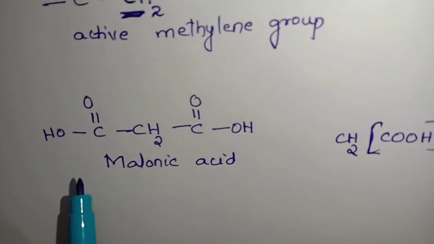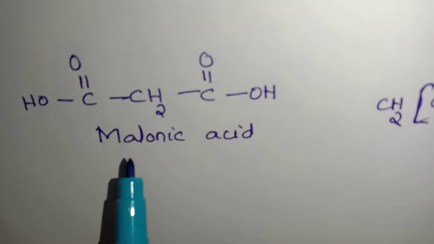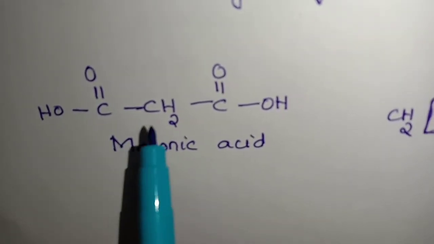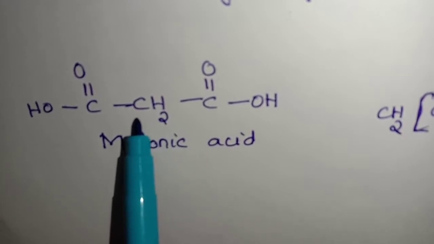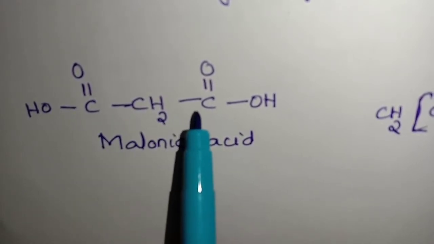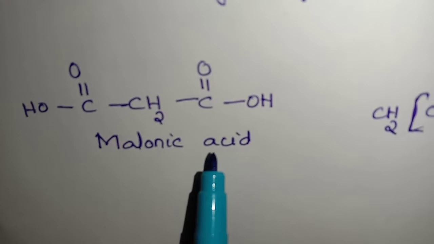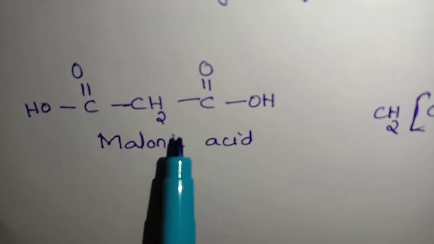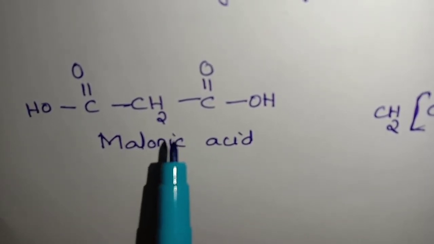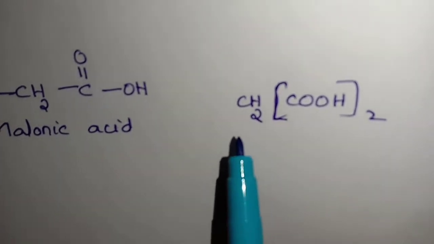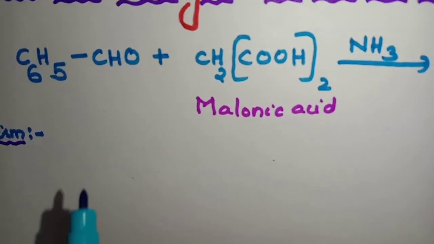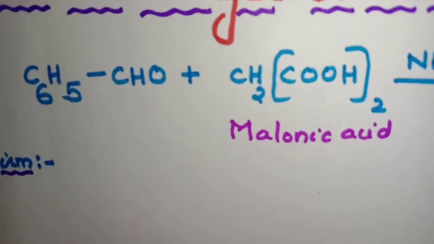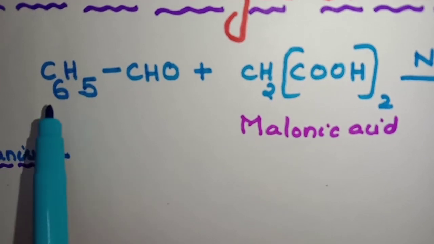Okay. So look here, this is malonic acid. Malonic acid is COOH, CH2, COOH. Here you can observe there is a methylene group in between two carbonyl groups in malonic acid. Hence this is taken for the Knoevenagel reaction. It can also be written as CH2(COOH) twice.